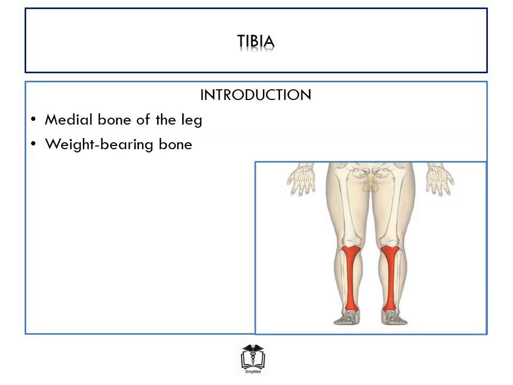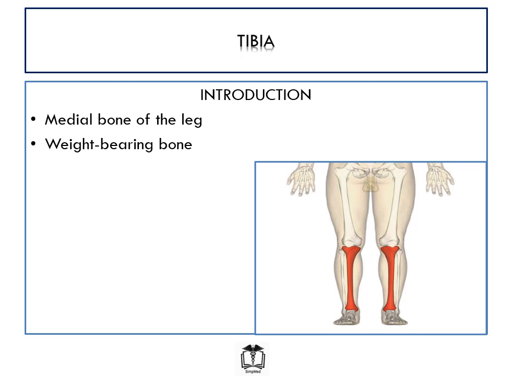Moving on to bones of the leg, we have two major bones that form the leg. They include the tibia and the fibula. The tibia is the medialmost part of the leg, and it is regarded as the weight-bearing bone, in contrast to the fibula. The fibula is not involved in bearing any weight.